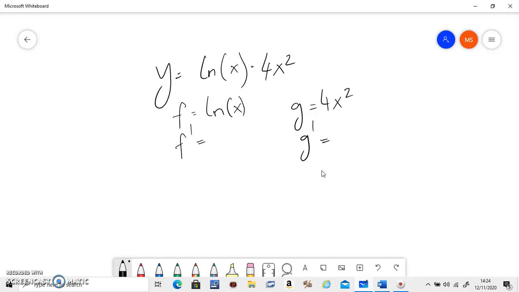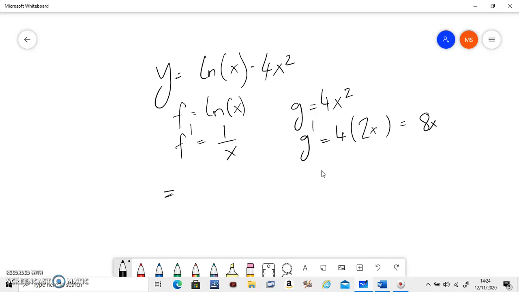Now what is the differentiation of ln x? If you don't know this, you look at the formulas, but it is 1 over x. And this is a power rule with a constant in the front. Keep the constant as it is. And x squared becomes 2x. So g prime is 8x.